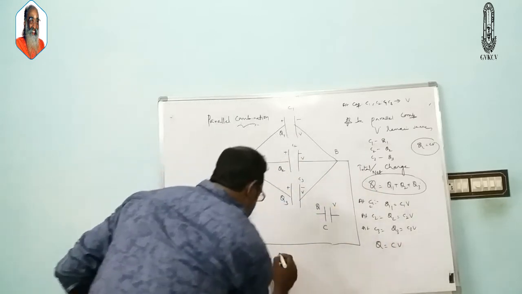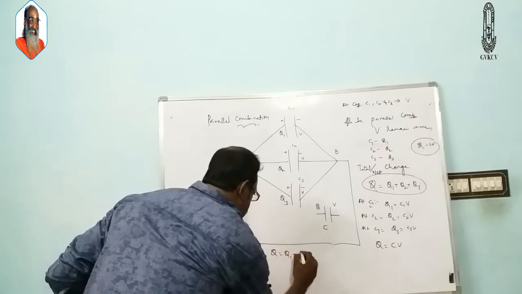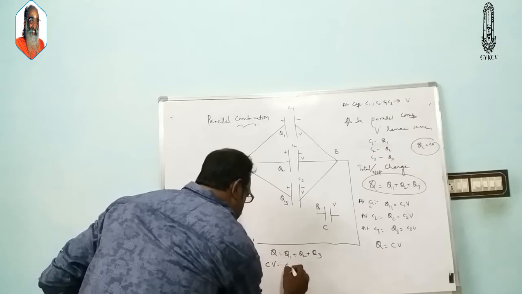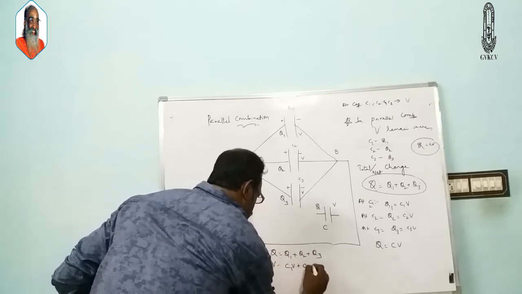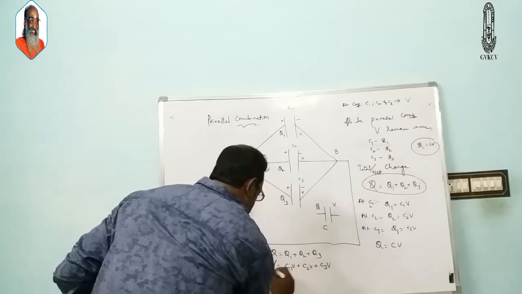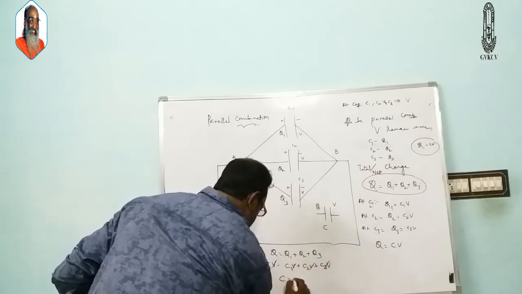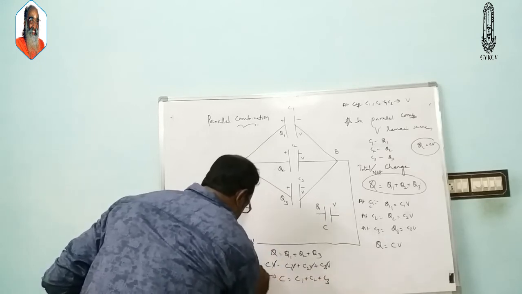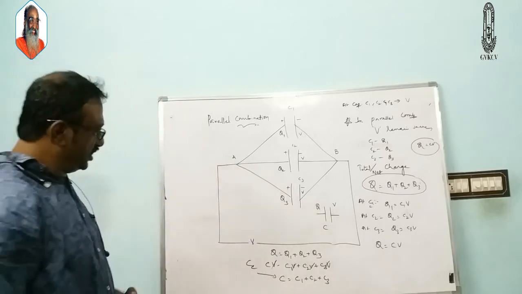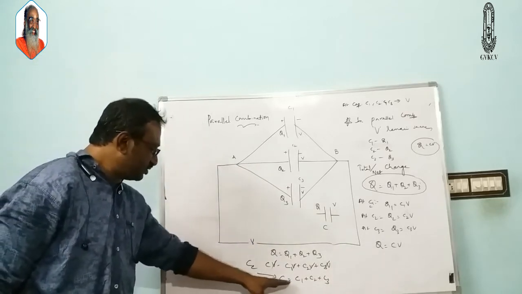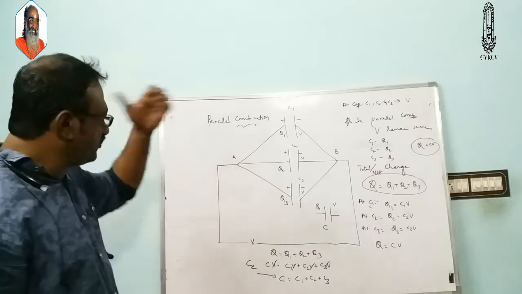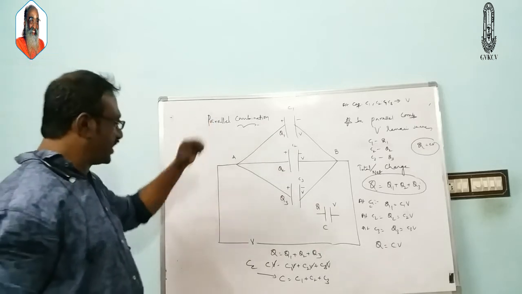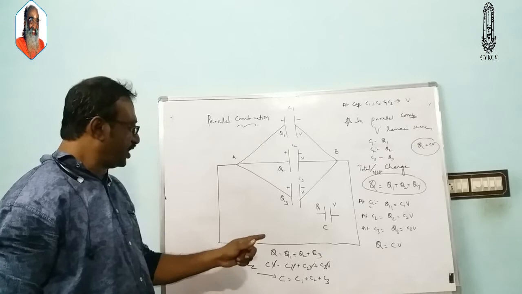Now from this, Q is equal to Q1 plus Q2 plus Q3, and Q is equal to CV. Q1 is C1V, Q2 is C2V, Q3 is C3V. V is common here. So effective capacitance C is equal to C1 plus C2 plus C3, and this is your effective capacitor. That means the sum of the individual capacitances. So the effective capacitance in this parallel combination is C1 plus C2 plus C3.